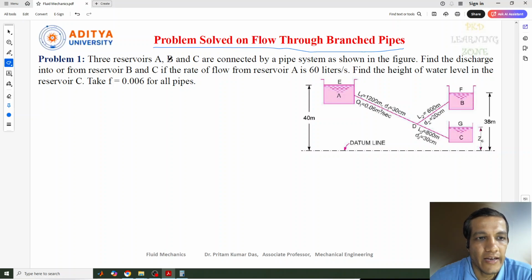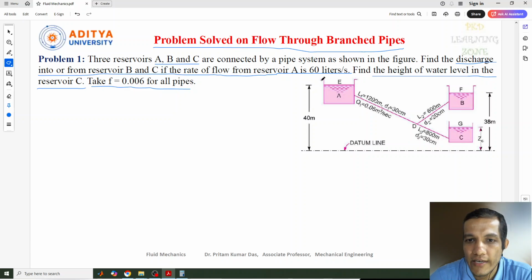So for that, we have taken a question: three reservoirs A, B, C are connected by a pipe system, which is shown in the figure here. Find the discharge into or from reservoir B and C if the rate of flow from reservoir A is 60 liter per second. Find the height of water level in the reservoir C. Consider f equal to 0.006 for all pipes.